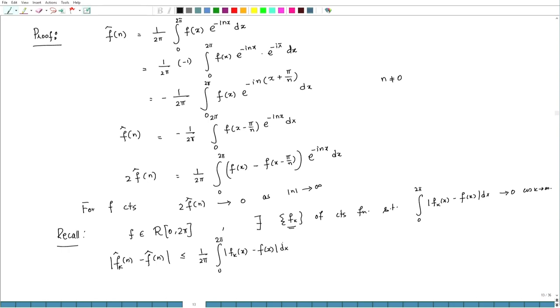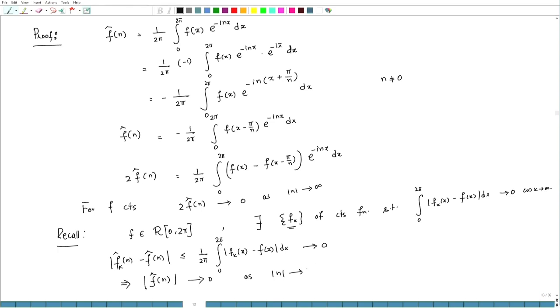Now, this goes to 0. This will imply that f hat of n goes to 0, because f k hat of n, all of them go to 0, therefore f hat of n also goes to 0 as mod n goes to infinity. Therefore, what we have got is the Riemann-Lebesgue lemma for Riemann integrable functions with this approximation result. Okay, so good. So, now we have at least the necessary condition.